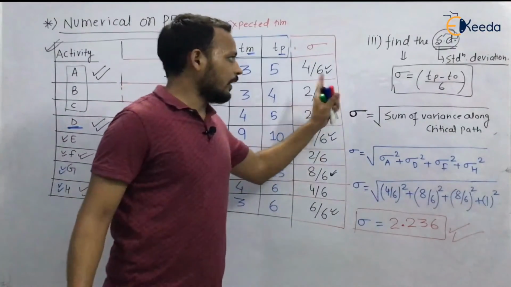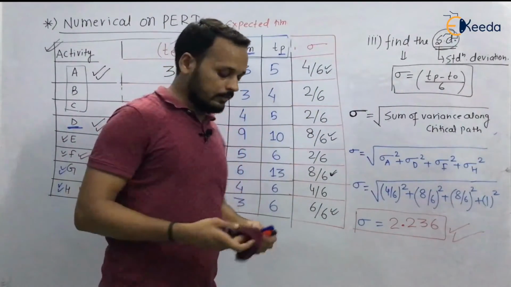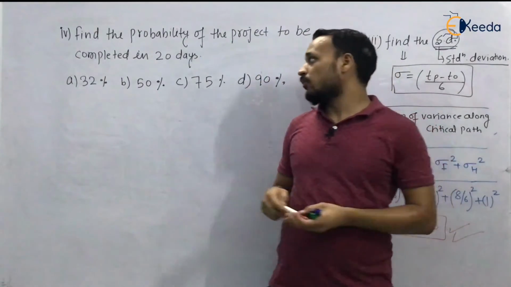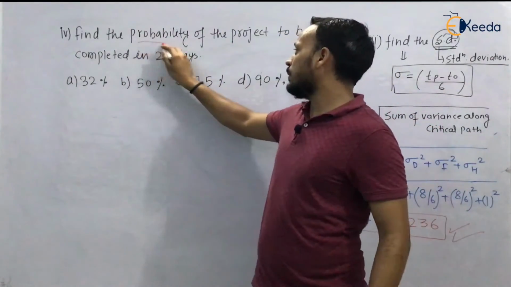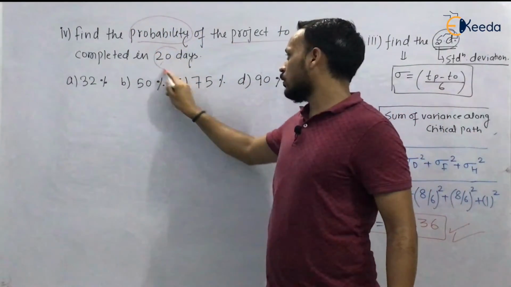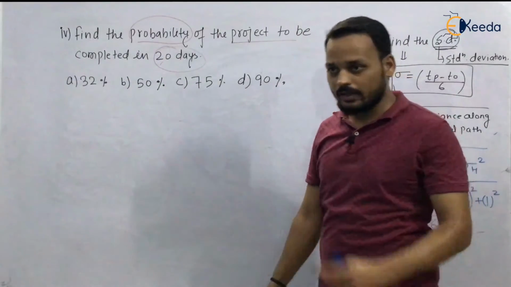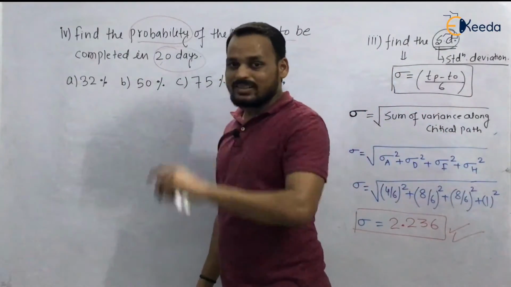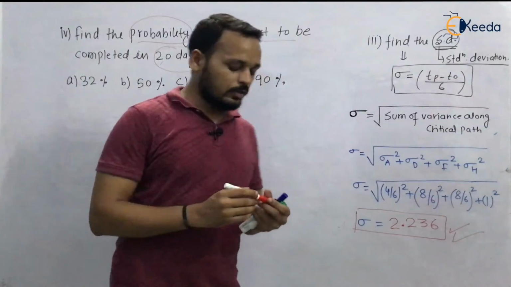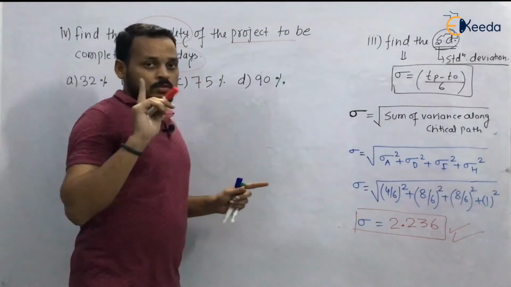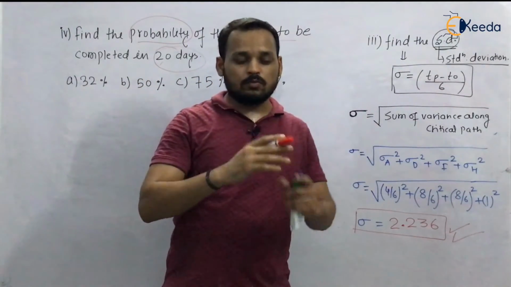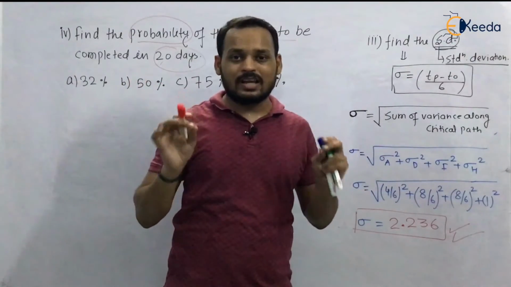Now there is one more part. The fourth part says to find the probability that the project can be completed within 20 days. I have also told you about this relation with the help of the normal distribution curve, so just apply the formula. The problem was only one single problem, but with the help of a single problem you can find so many things, and everything has been told in the class.